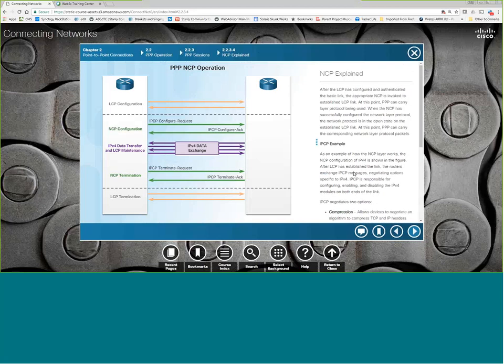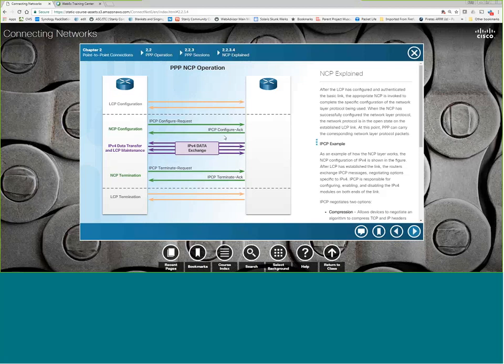Now, this NCP operation, they get into a little bit of detail about it, but not a great deal. Basically, once LCP is configured and up, the NCPs will request transferring data at the NCP layer. In other words, if you're running IP version 4, there will be an IPCP, an Internet Protocol Control Protocol configure request. If the opposite side supports IPv4, it will do an ACK. You can then send IPv4 data, and then NCP will terminate that IPv4 connection. And then finally, LCP can terminate the entire link.